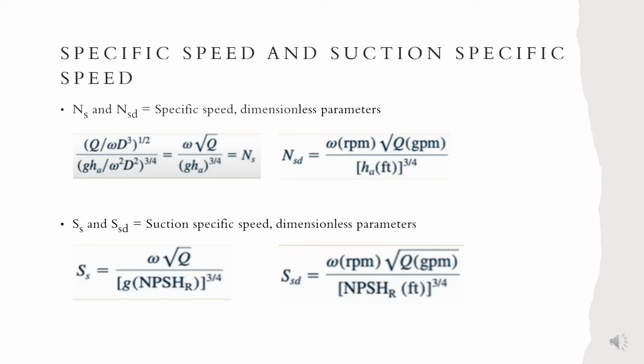We also have Ss, which is the suction specific speed. It is used similarly to the specific speed, but to determine the operating conditions on the suction side of the pump, so the inlet side of the pump. Ssd is the same parameter but using the US customary units.